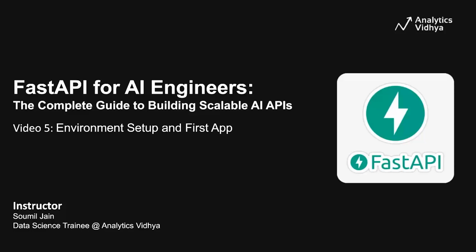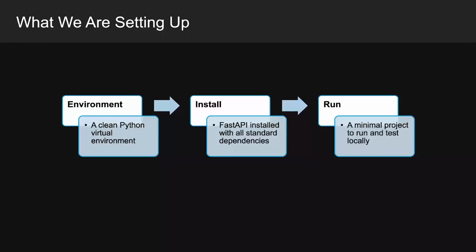Let's get started. Before we touch any code, let me show you what we are going to set up. Three things. First, a virtual environment so our project dependencies stay isolated. Second, FastAPI installed with its standard extras, which includes everything we need to run and test locally. And third, a minimal project with one endpoint that we can actually run and see working. Simple and clean. Let's go step by step.